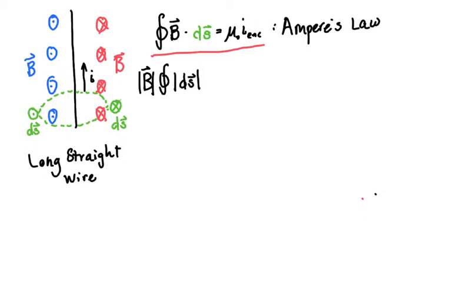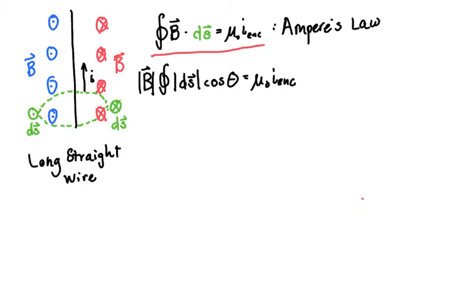And the reason I went to magnitude is because I'm converting this dot product to magnitudes and angle. It's still equal to the permeability of free space times the current enclosed by our loop. In this case, our loop contains the entire wire. So the current enclosed by our loop is the current in the wire.